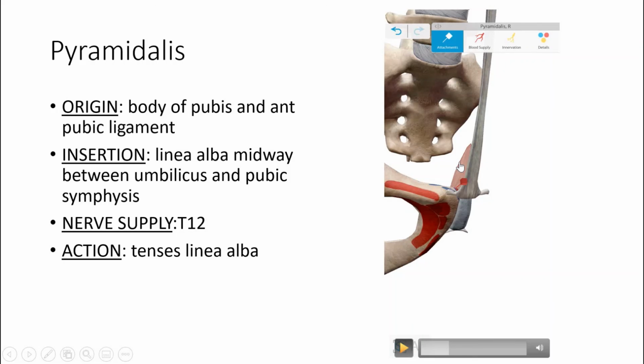So the origin arises from the front of the body of pubis here and the anterior pubic ligament, and it is inserted into the linea alba, as you can see here, midway between the umbilicus and the pubic symphysis over here. So umbilicus, pubic symphysis, it is inserted somewhere in between these 2 points. So nerve supply is the T12 nerve or subcostal nerve. The basic action it does is it tenses the linea alba. That is all about the muscle.